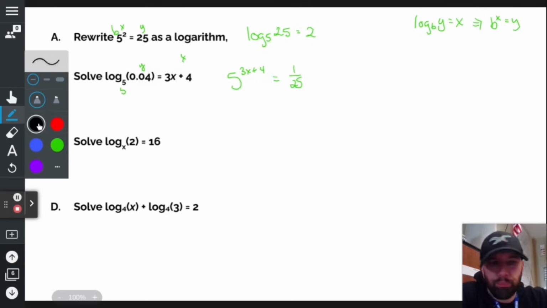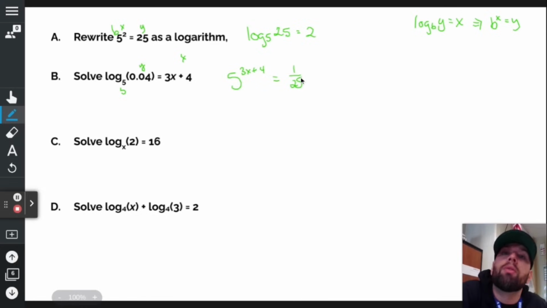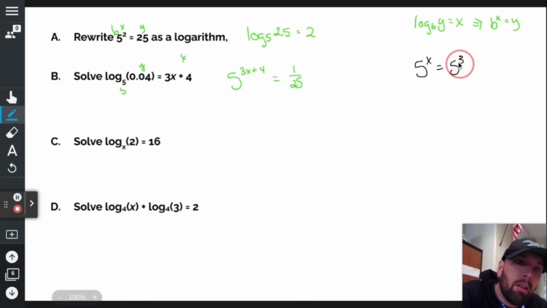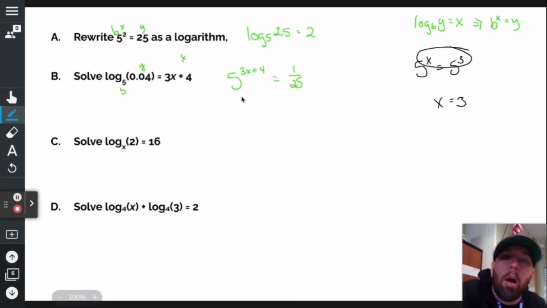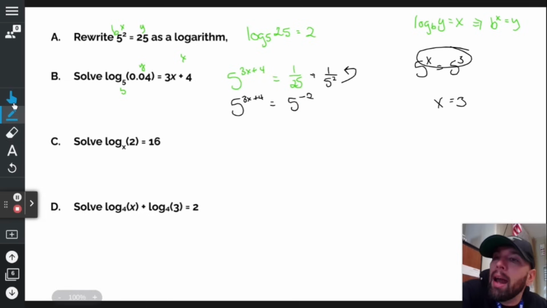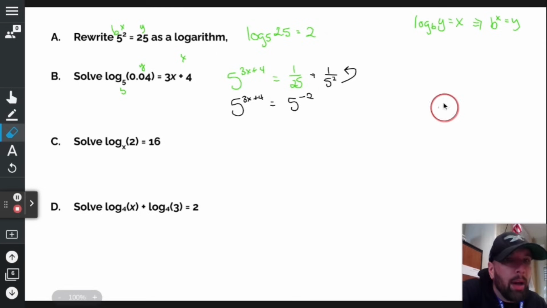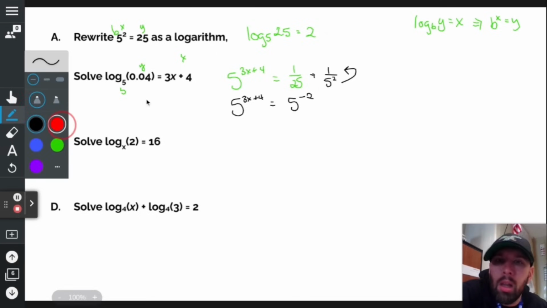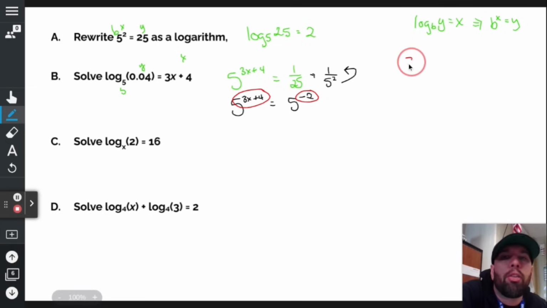All right, so now that I have that, you might be looking at this and saying, well, how in the world, sir, are you going to do this? I can rewrite 1 over 25 to have a base of 5. Remember, there's a rule that says if you have the same base, just set the exponents equal to each other. If I can write 1 over 25 as 1 over 5 squared, and then move that up and make that a negative exponent, I have that. Now I have the same exact base for both of them, and I can set the exponents equal to each other like so. So I have 3x plus 4 equals negative 2.